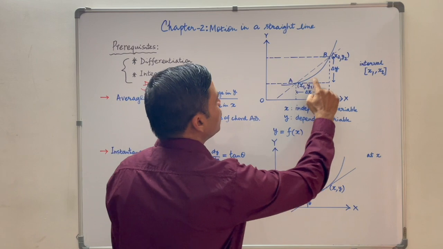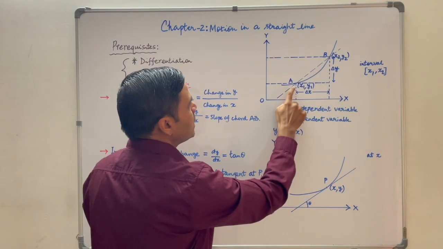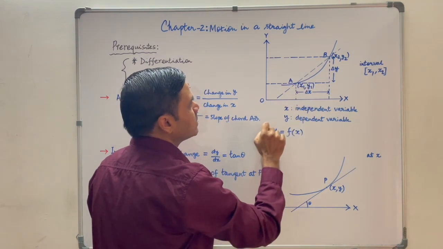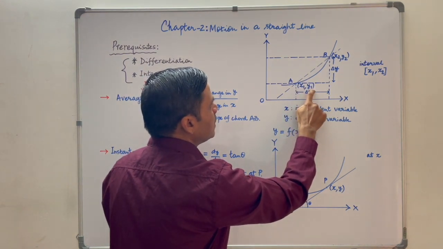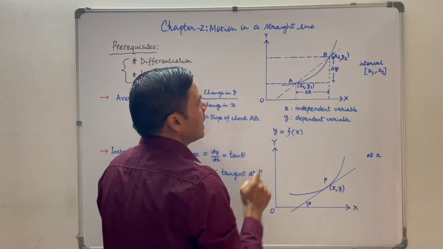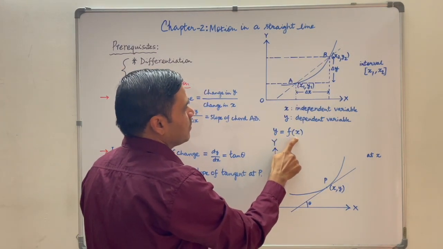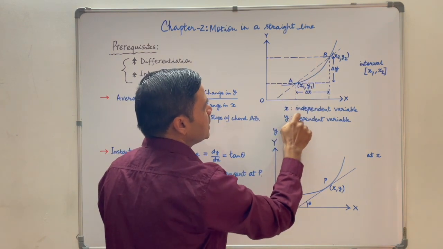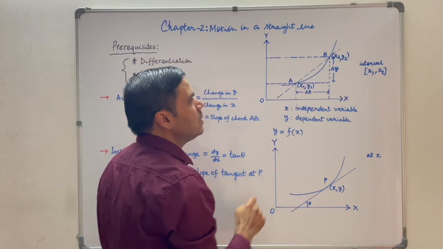Consider a particle is moving along this curve in 2D Cartesian coordinate plane. At any moment, its position is given by two variables known as coordinates. x is the independent variable and y is the dependent variable. The value of y depends on x and it is given by y is equal to a function of x. For each and every value of x, there will be a unique y. So in differential calculus, we study how the value of y varies when x varies independently.